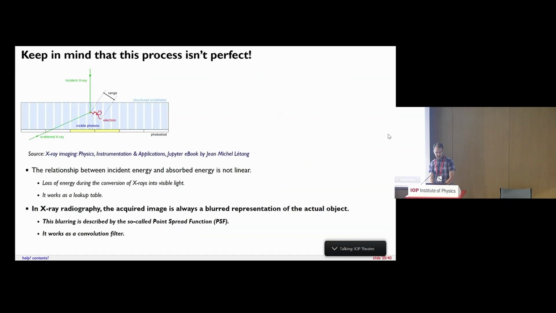So again, this process is not perfect, and what you can see, if the X-rays follow this path, they should be detected around here, but because of this scattering, they might be detected on another pixel. So basically what it means is this is some kind of blur, and this is called point spread function, and it works as a convolution filter.